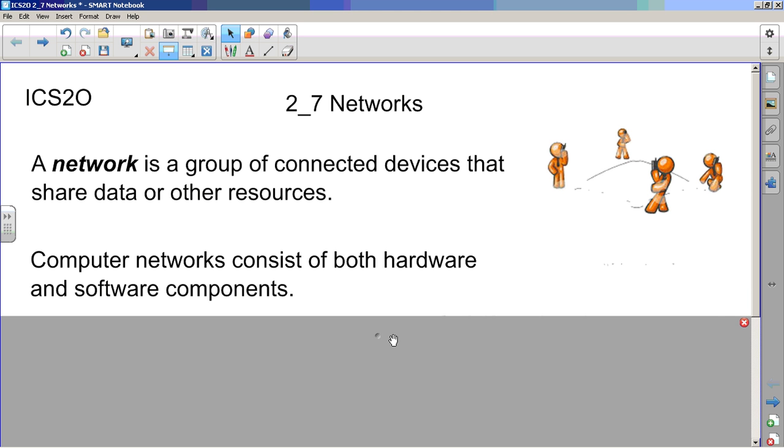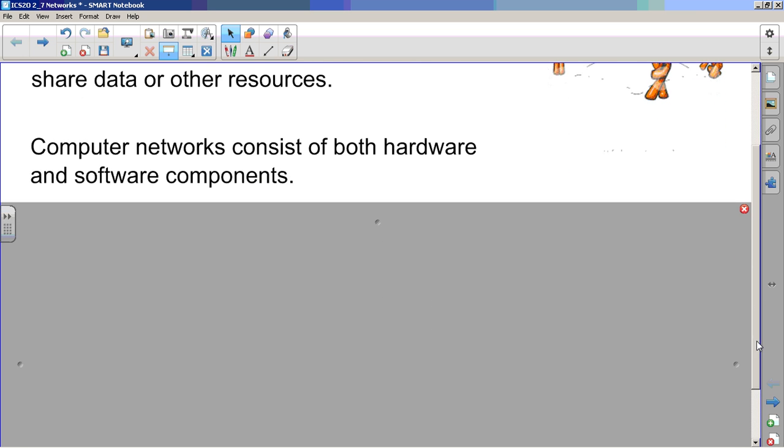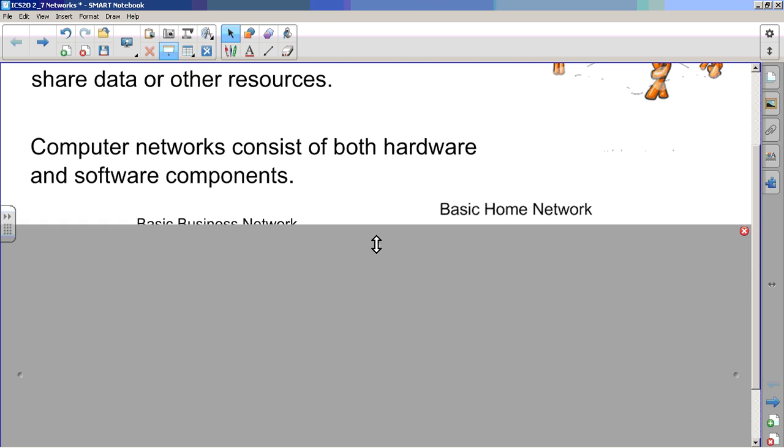Computer networks consist of both hardware and software components. So often we think of networks as only the physical connection, the hardware connection of devices, but it's not. There's also software, and we'll talk about that briefly, even though we do concentrate more on the physical part of it. There is a software aspect.